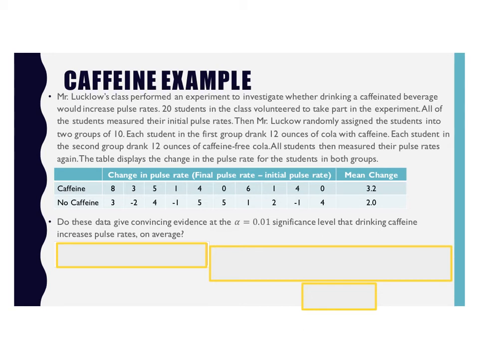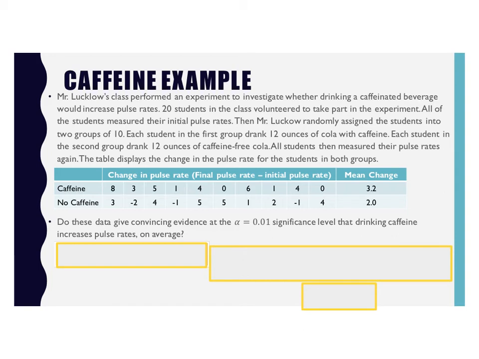Each student in the first group drank 12 ounces of cola with caffeine. Each student in the second group drank 12 ounces of caffeine-free cola. All students then measured their pulse rates again. The table measures the change in the pulse rate for the students in both groups. And notice we have our table and we're already given the mean change. Do these data give convincing evidence at the 1% significance level that drinking caffeine increases pulse rates on average?